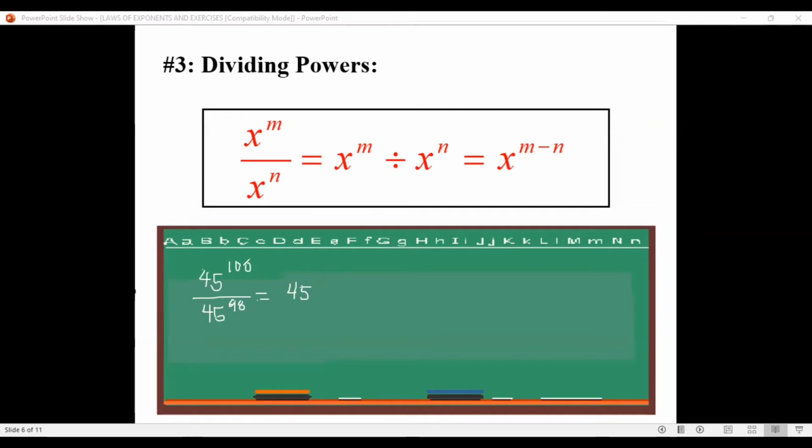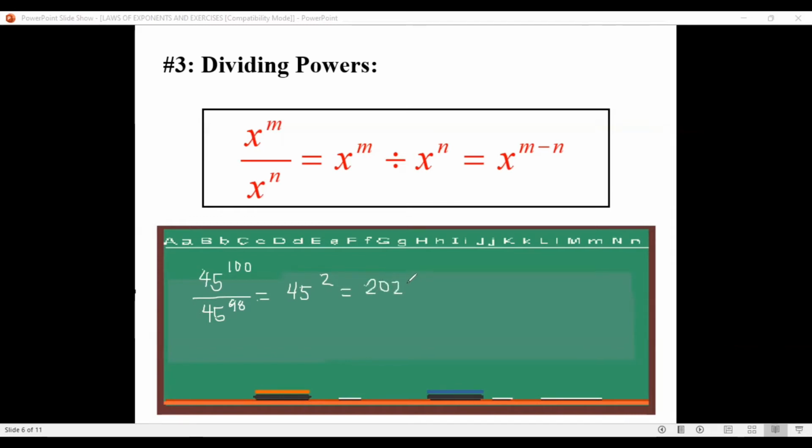The answer that we will get, 100 minus 98, is equivalent to positive 2. So we have 45 raised to the second power. If you want to expand that, that is just 45 multiplied by itself. Therefore, the answer is 45 times 45, which is equivalent to 2025.